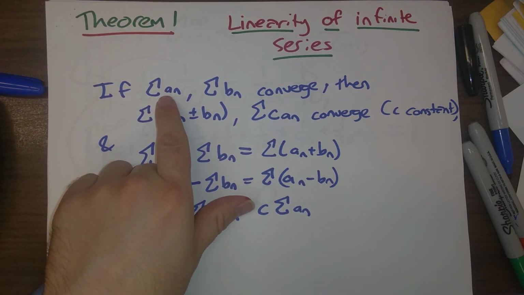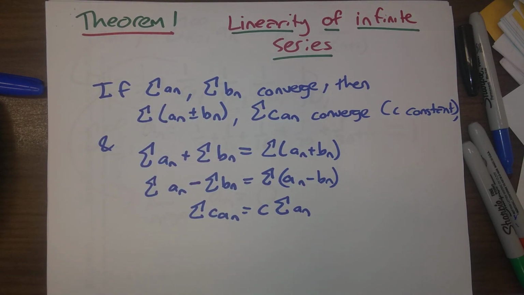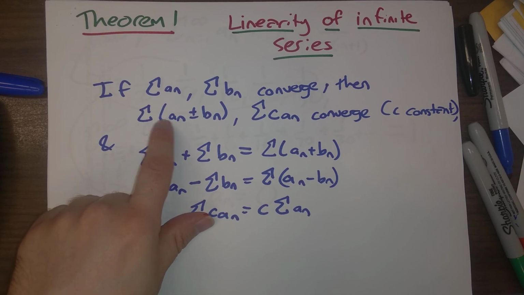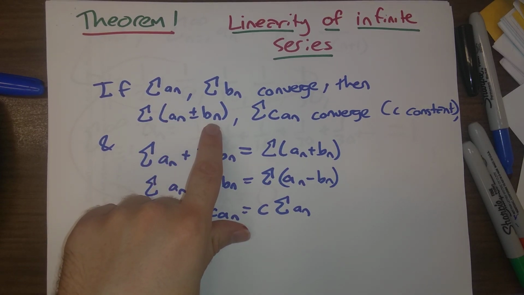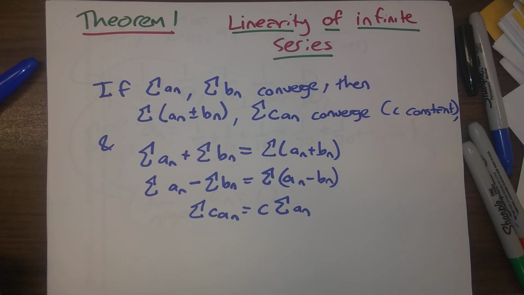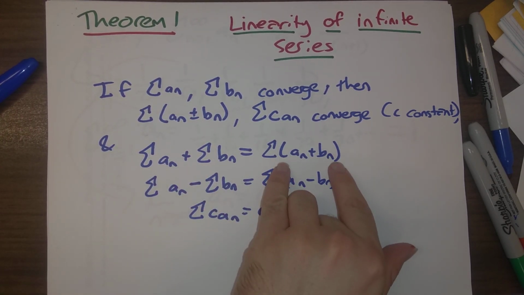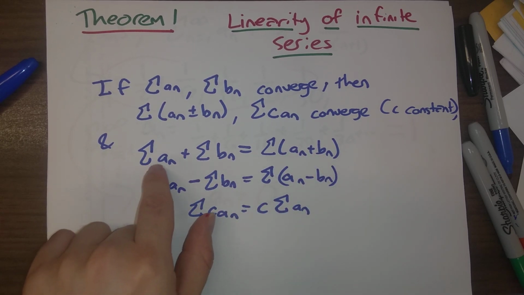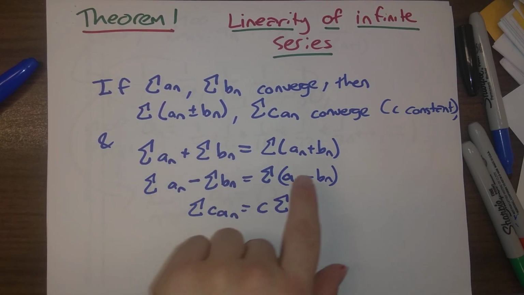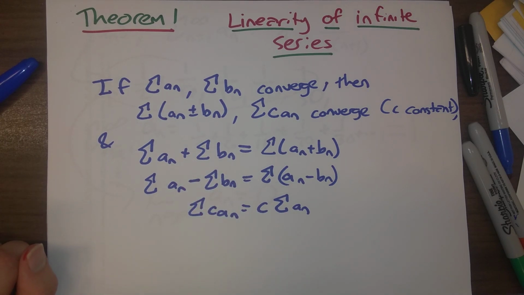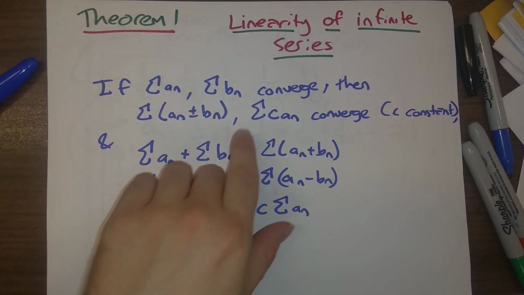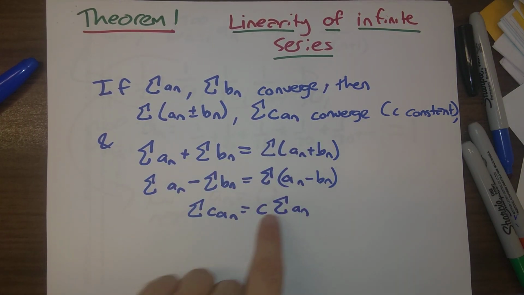So if the sum of a sub n and the sum of b sub n are two infinite series that converge, then the sums where the individual terms are a sub n plus b sub n or a sub n minus b sub n, those both converge, and they converge to the appropriate things. The series where the terms are a sub n plus b sub n is the sum of the individual series. The difference here becomes this difference. And then if c is some constant, the sum of c times a sub n, you can just pull the constant outside the sum. So none of this should be all that surprising, and we will be using this in future videos.